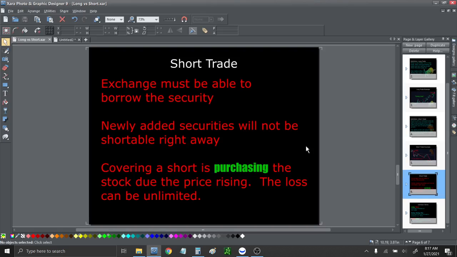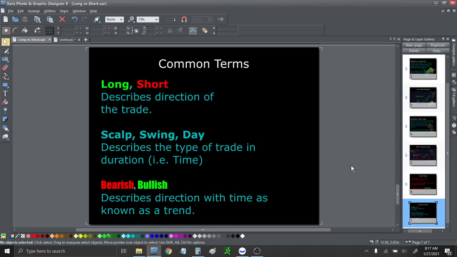Okay, all right. So to wrap it up, long versus short describes the direction of the trade. Scalp, swing, and day basically describe the type of trade in relation to time. And then bearish and bullish describes the direction with time, also known as a trend. Alright guys, hopefully that helped describe what long and short is and how it relates to time, and how a short squeeze can happen, causing the price to rise dramatically very quickly in a very short amount of time.